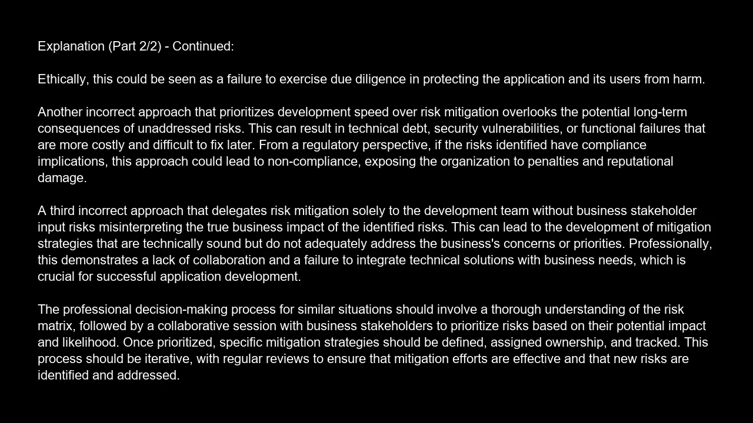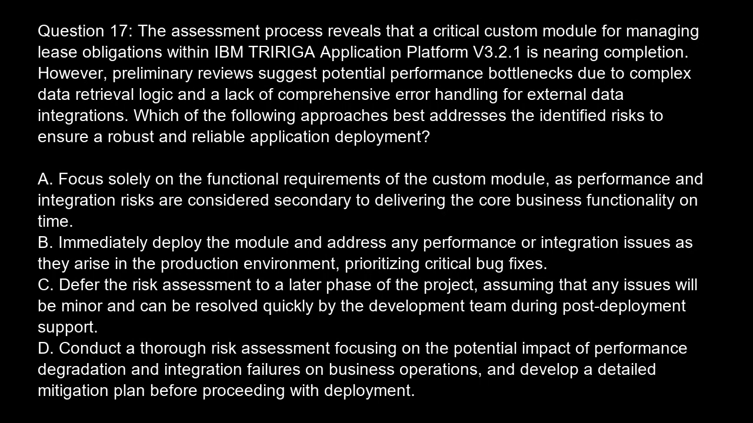The professional decision-making process for similar situations should involve a thorough understanding of the risk matrix, followed by a collaborative session with business stakeholders to prioritize risks based on their potential impact and likelihood. Once prioritized, specific mitigation strategies should be defined, assigned ownership, and tracked. This process should be iterative, with regular reviews to ensure that mitigation efforts are effective and that new risks are identified and addressed. Question 17.